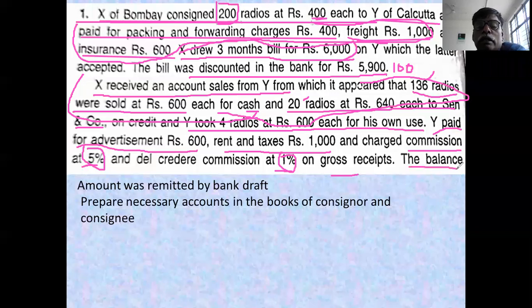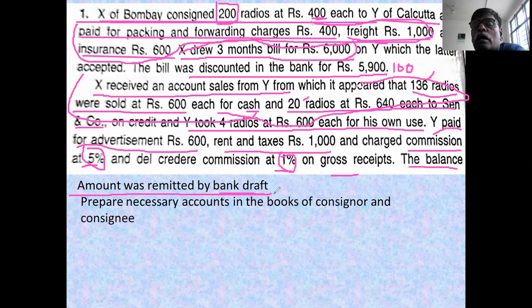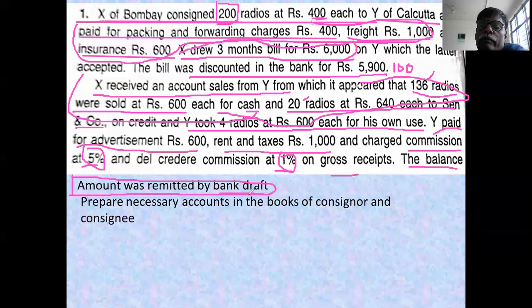Okay, balance amount was remitted by bank draft. Balance amount was remitted by bank draft means account settled by bank draft. It is nothing but consignee account close. You close the consignee account and give the name bank. So consignee closes his account by bank draft. After closing the consignee account, whatever balance comes, for that balance you write to bank or by bank.